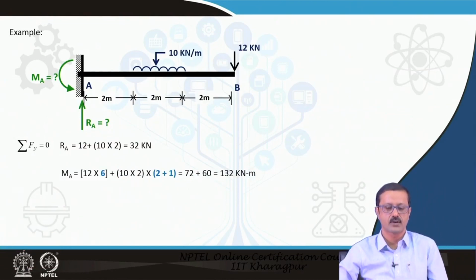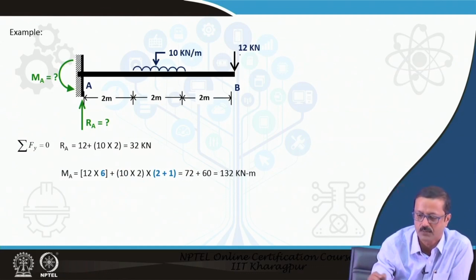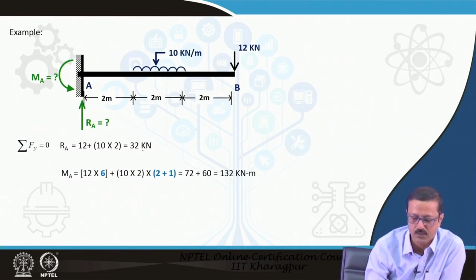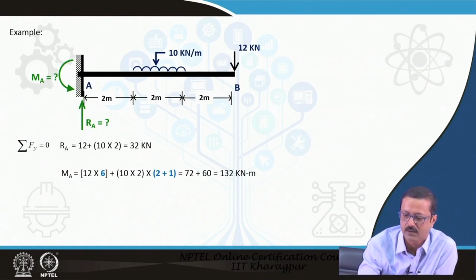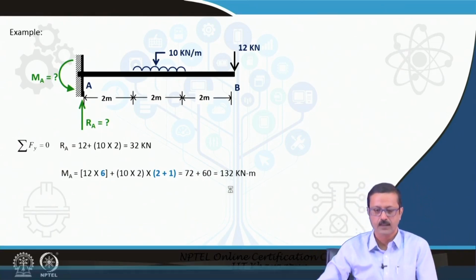Similarly, I can find out for that also, it is also very simple. R A is just adding up the forces, 12 plus 10 into 2, that is 32, and M A similarly I can find out: 10 into 2 multiplied by 2 plus 1, because 2 plus half of the 2 is 1, and the 12 acting at a distance 6, so 12 into 6. So it is 132 kilonewton meter.